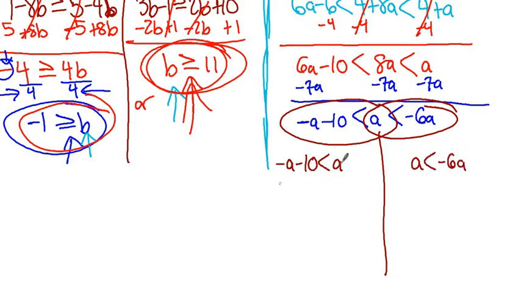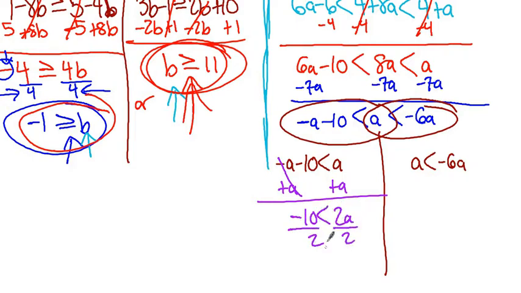We want to get all the a's on one side like we did before, so we'll add a to both sides. So we have negative 10 is less than a plus a, which is 2a, and let's divide by 2. Again, we don't have to flip the sign because we're dividing by positive 2, even though there's a negative in the problem. That's not what we're dividing by. So a is greater than negative 10 divided by 2, which is negative 5. So that's our first half of the inequality.